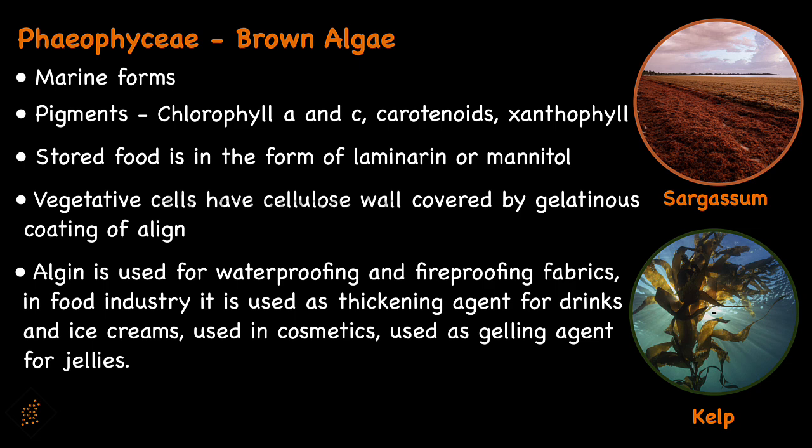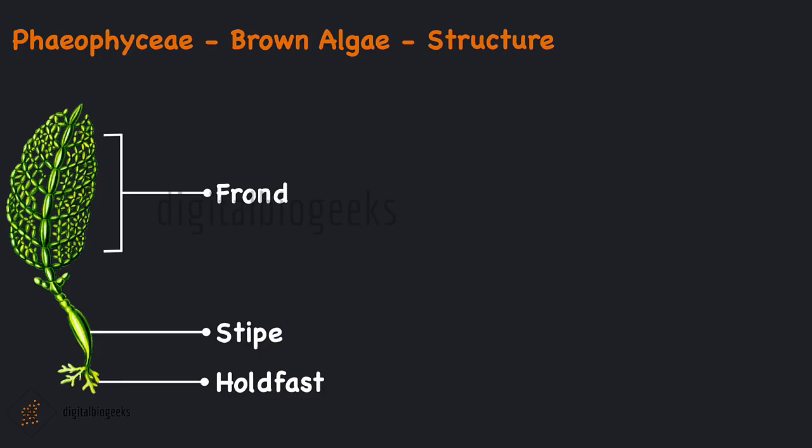It is used for waterproofing and fireproofing the fabrics, in the food industry as thickening agents for drinks and ice creams. Then it is used in cosmetics, and it is used as a gelling agent for jellies. This is an algal structure for your understanding.